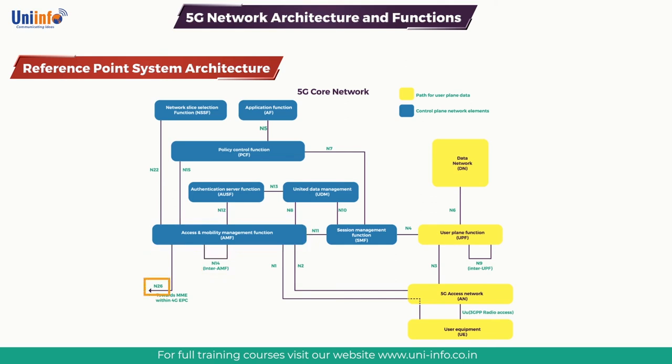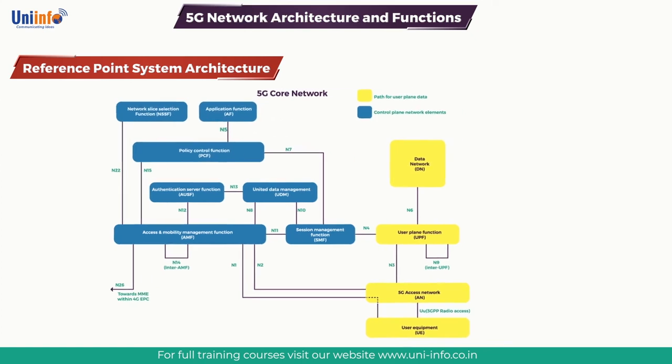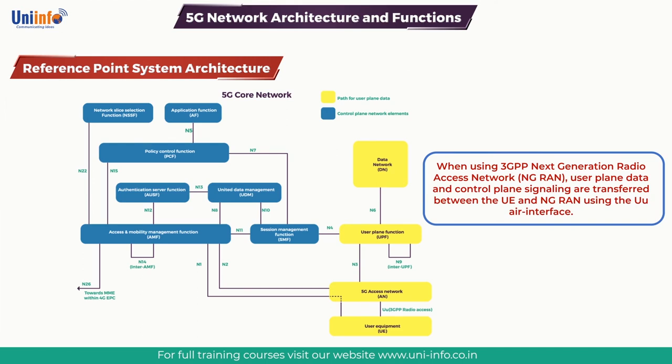The N26 reference point can be used to connect an AMF within the 5G core network with a mobility management entity within the 4G evolved packet core. This reference point is used for interworking between 4G and 5G, for example, intersystem handovers. When using the 3GPP Next Generation Radio Access Network (NG-RAN), user plane data and control plane signaling are transferred between the UE and NG-RAN using the Uu air interface.